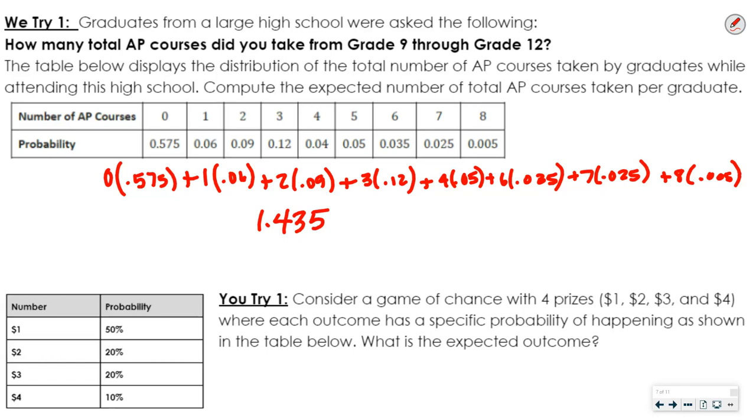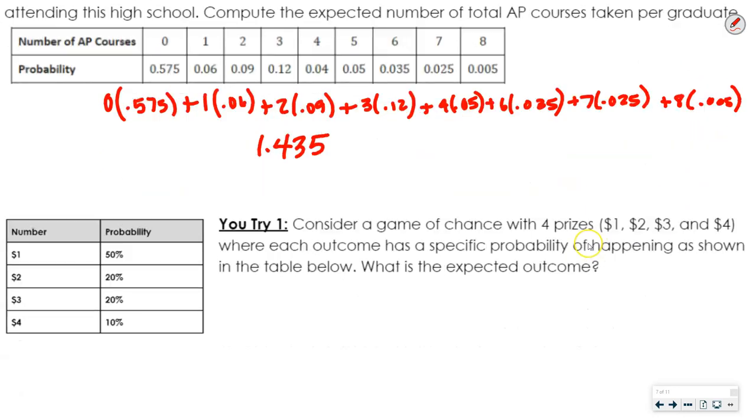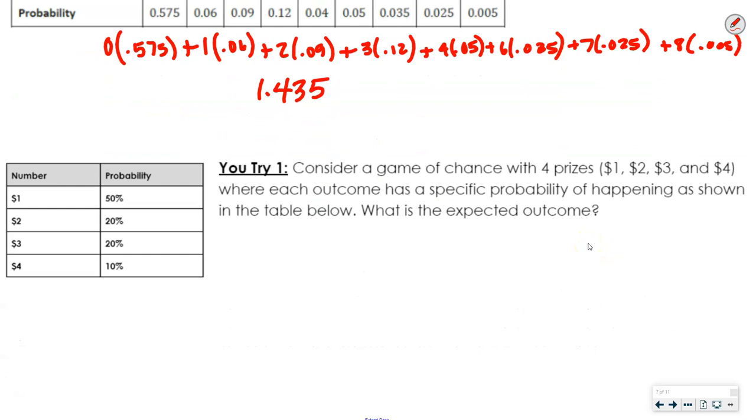Okay? So now let's see if you guys can do the you try and come back to me when you're done. System says consider a game of chance with 4 prizes, $1, $2, $3, and $4, right? Where each outcome has a specific probability of happening as shown in the table below. What is the expected outcome? Notice if I was to add up these probabilities, I would get 100%, wouldn't I?